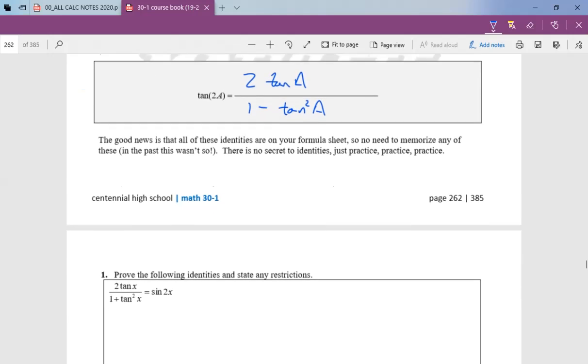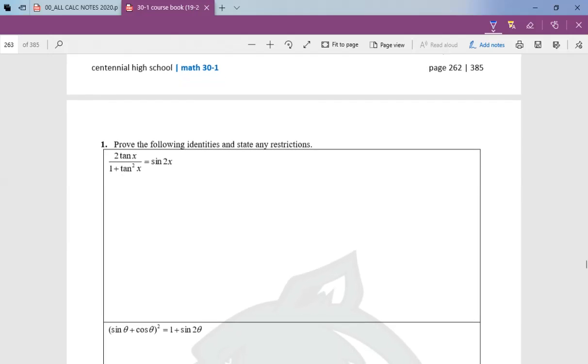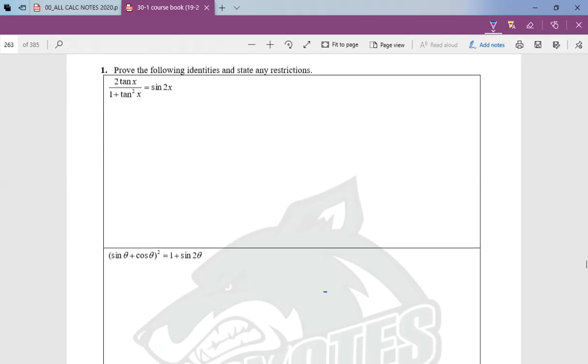Let's move forward. Now we're going to use these in our trigonometric proofs. When we are proving our trig identities, that's another tool we now have in our toolbox. Our strategy is that whenever we see double angle stuff going on in a proof, we know for sure we're going to be using one of our double angle identities. In this case, the left side is 2 tan x over 1 plus tan squared x.